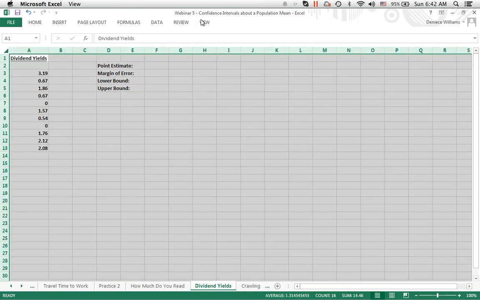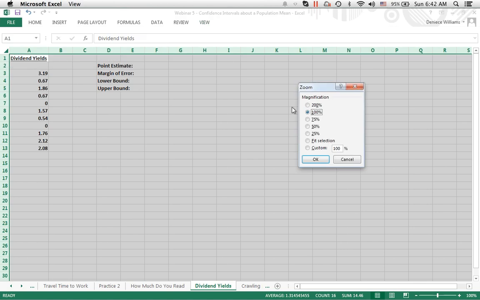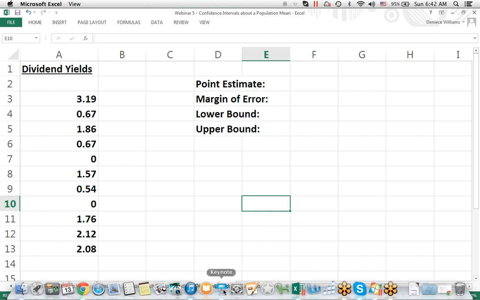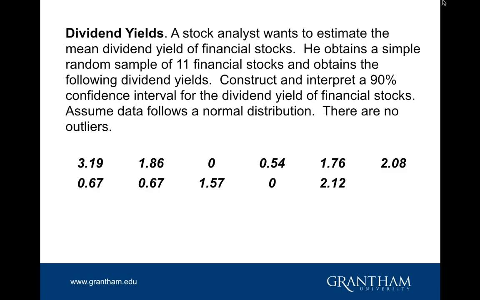This one is about dividend yields. And this one we'll see is a little bit different from what we have been working with before. How so? Here we have a lot of information, but the information is not in the problem itself. It's not written out for us. Instead, we're given raw data.